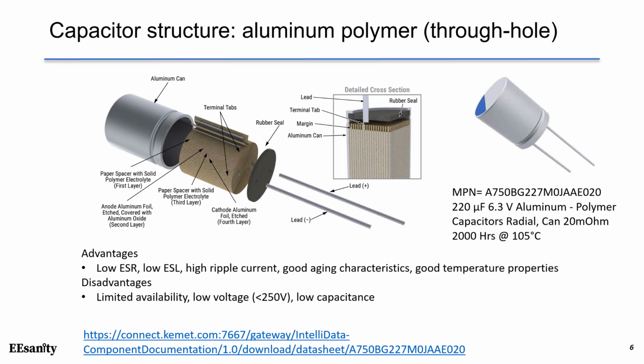Aluminum polymer capacitor is another popular choice. It has a similar structure to the aluminum electrolytic capacitor, except that the dielectric is solid polymer electrolyte. The advantages of the polymer capacitor are low ESR, low ESL, high ripple current, good aging characteristics, and good temperature properties. The drawbacks are limited availability, relatively low voltage, and relatively low capacitance.